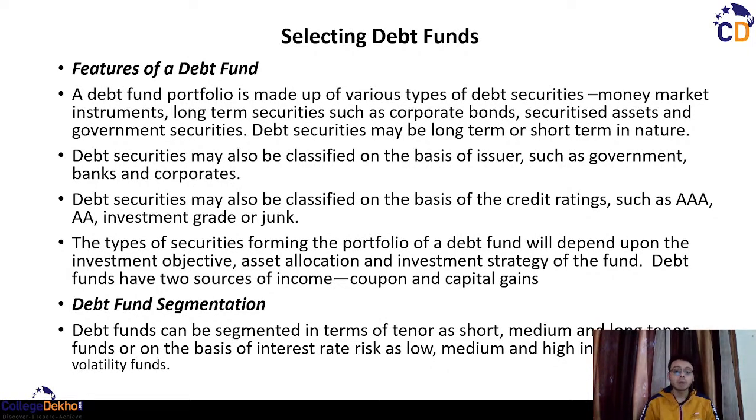But ultimately the problem rose so much, so many false claims came in, and so many borrowers were given loans, that the premium was also not enough to pay, and that created a further problem. Okay. And further, debt securities can be classified on the basis of the issuer, such as government, bank, and corporates, as we talked about.